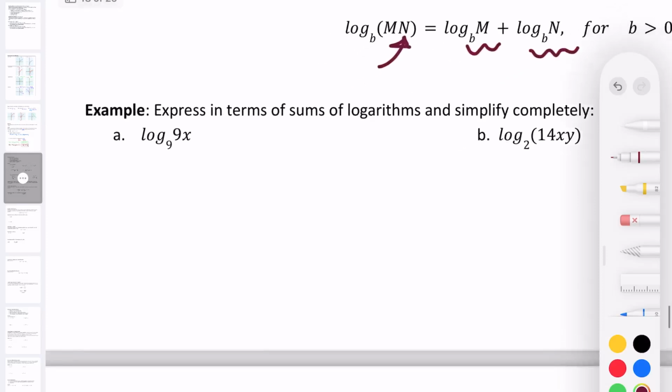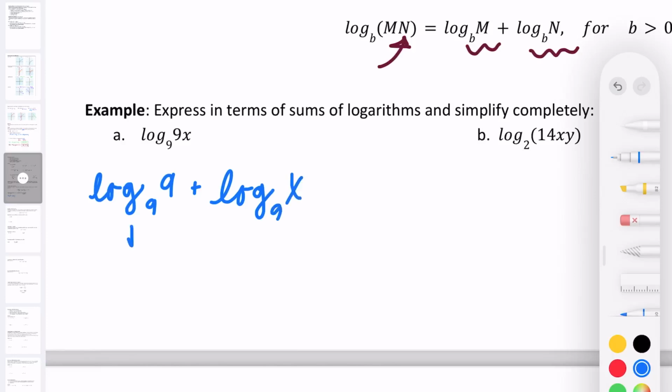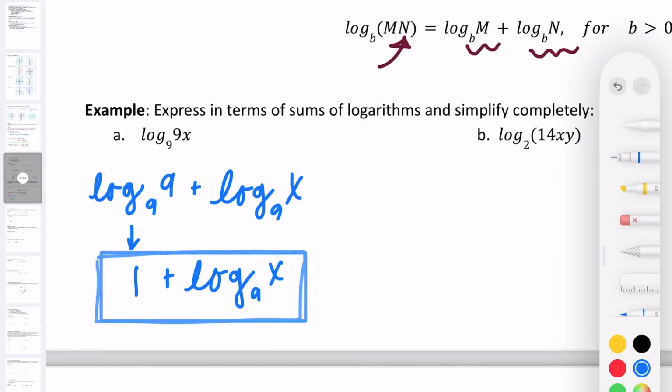Here in this first one, we would have log base 9 of 9 plus log base 9 of x. We also know that this can simplify to a 1, which leaves us 1 plus log base 9 of x. That would be considered fully simplified.